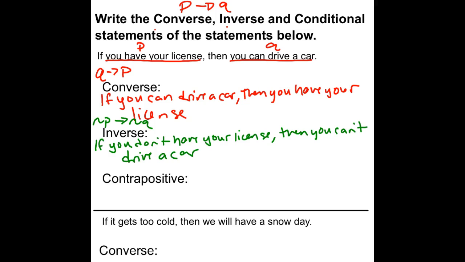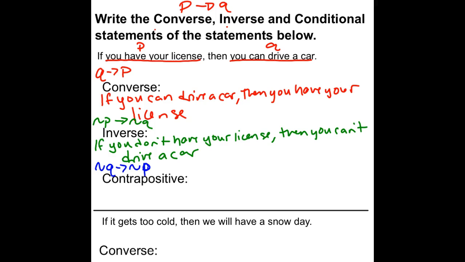So converse switches the order. Inverse negates the original. Contrapositive does everything. It switches and negates. So it's going to take that Q→P and not P, not Q and combine it all together. So it's going to go not hypothesis means not conclusion. So we start with the opposite of the conclusion.